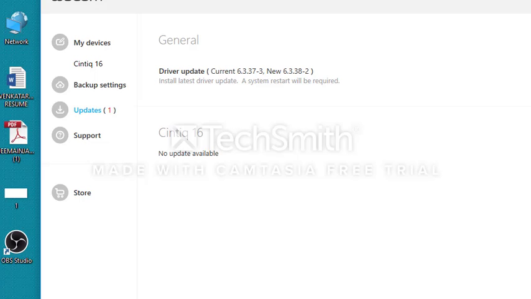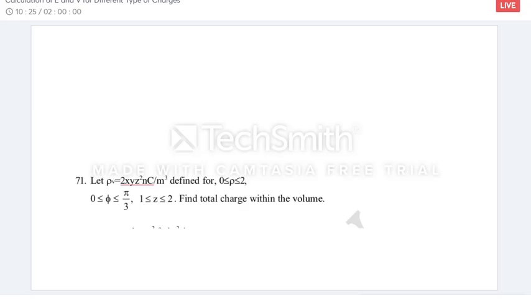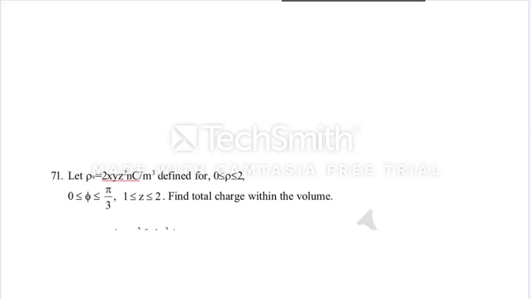Millicoulombs. Next, a similar problem. They have given rho v, and they ask to find the total charge in this region. Rho v is given as 2xyz square nanocoulombs per meter cube. That is the volume charge density. They ask to find the total charge.